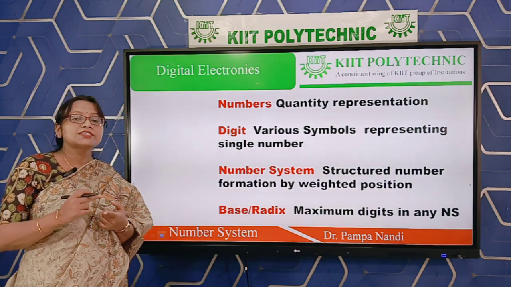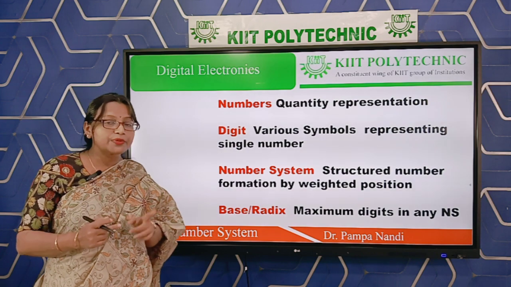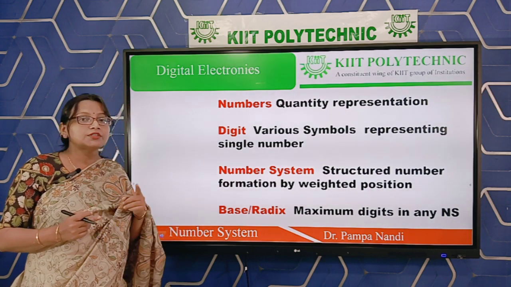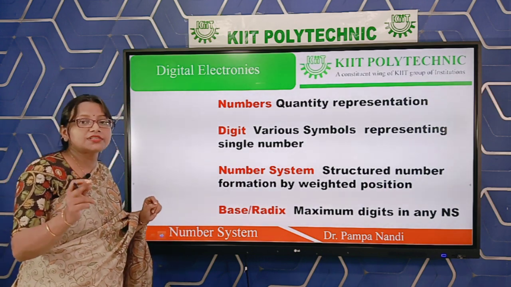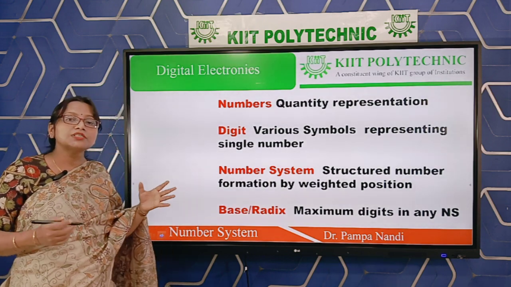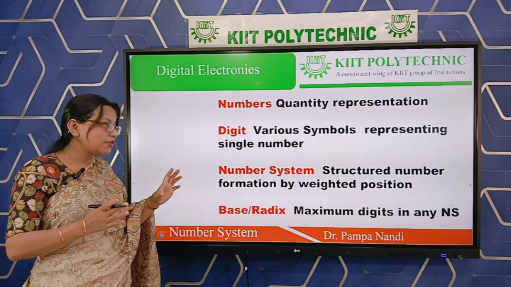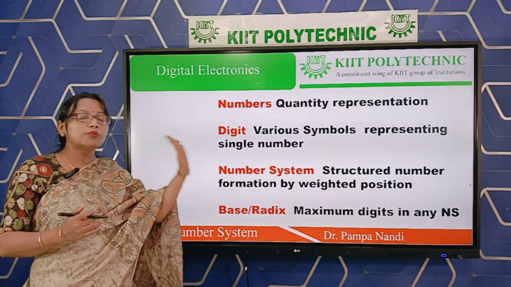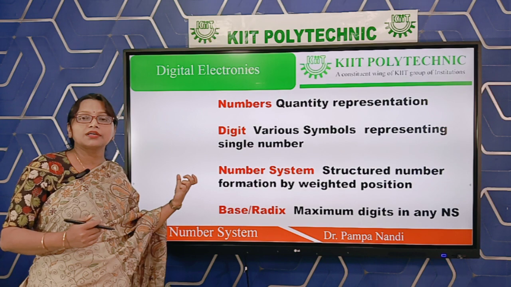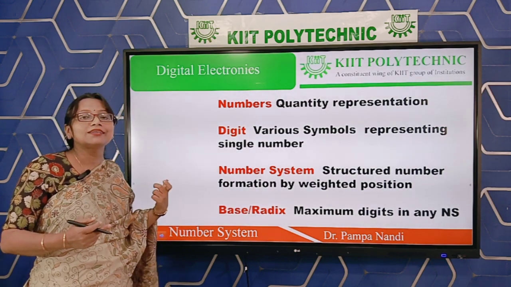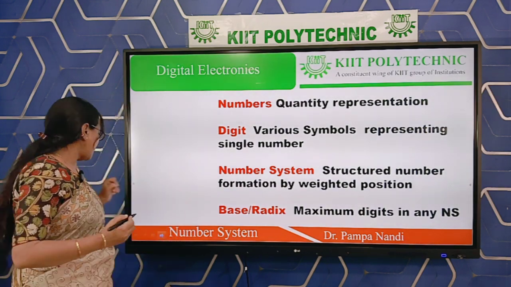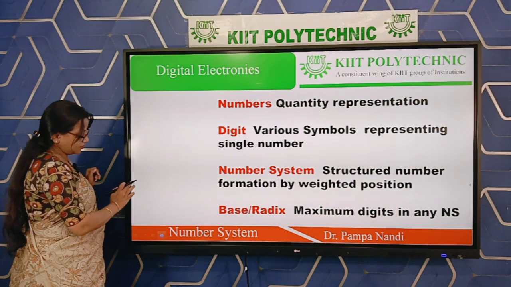A symbol representing a single number is called a digit. That means a digit is a single number represented by one symbol. Now, what is a number system? A number system is nothing but some formula, and we are going to discuss the formula in the next slide, applied to making combinations of the digits, and we get the sense of the number. Suppose I am writing a number in the decimal number system.